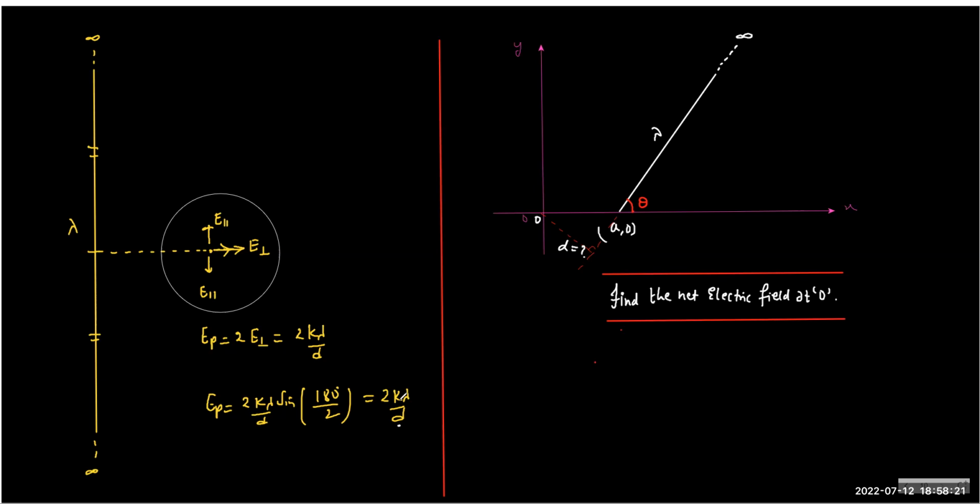So what is the angle subtended in this case? What is the angle subtended at O? What is the angle theta subtended? Yeah, it's theta only. Correct. The angle subtended is theta only. If you have realized this, then your answer is done. You got the answer. I told 2k lambda by d, sine theta by 2.